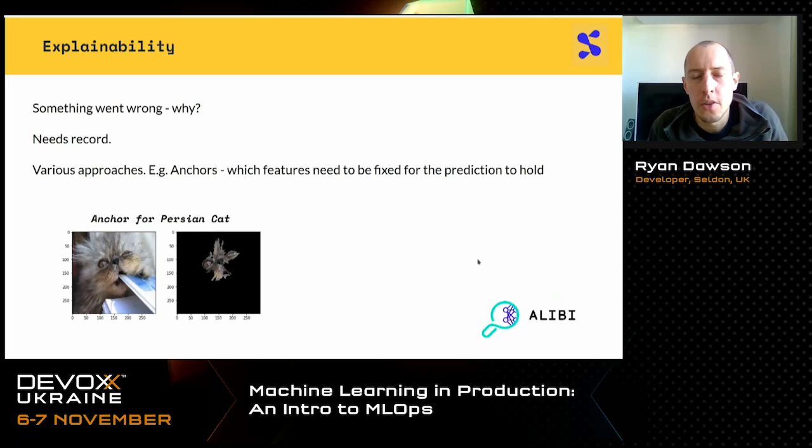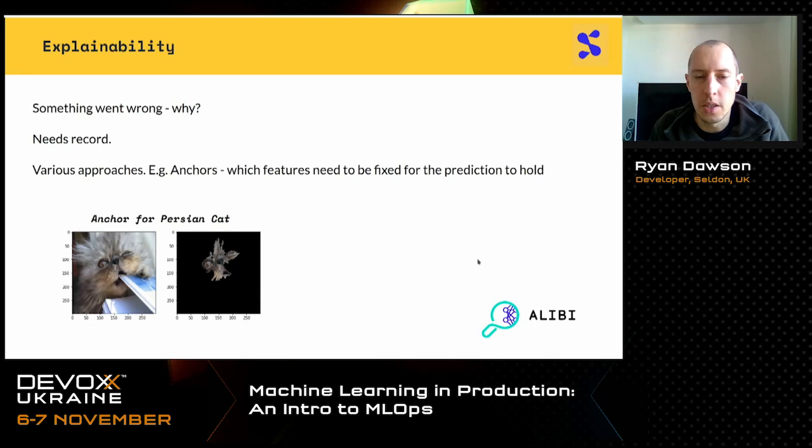Explainability is another advanced topic. It's less of a monitoring topic and more of an observability or visibility question, but a very interesting one. Being able to explain why a model made the prediction that it did is a data science question in itself. There's various techniques for this. One of them is called anchors, and that asks what features about the data, the input data, would need to be fixed in order for the prediction to hold.